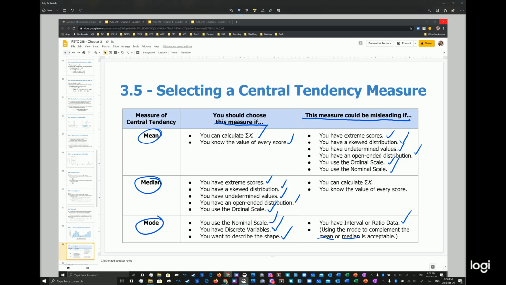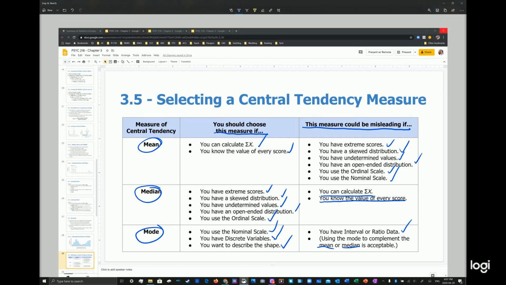And the last bit for the median is, if you happen to know the value of every score, and if you can calculate sigma x, that's more useful for the mean. And if you know the value of every score, then the median could be misleading, because you're going to compare two measures, both the mean and the median as well. So that's it for the table.